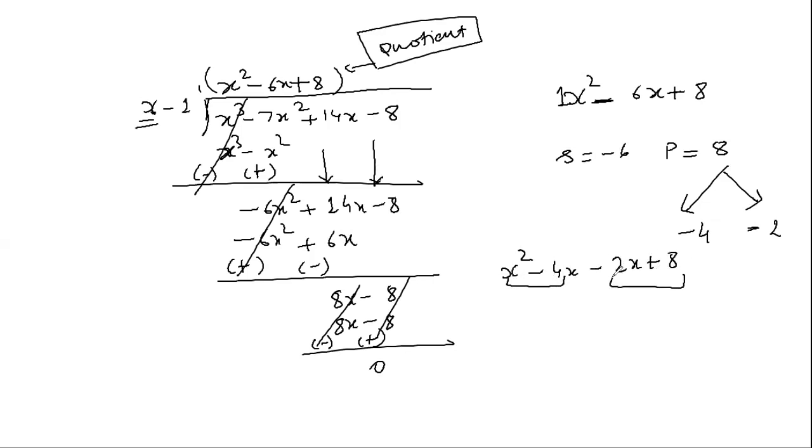Right? So using this logic, we'll split the middle term like this: x square minus 4x minus 2x plus 8. Just make a group of 2. From here, we'll take x common, so we get x minus 4. Write x minus 4 as it is. From this, to get minus 2x plus 8, we'll have to multiply it by minus 2.